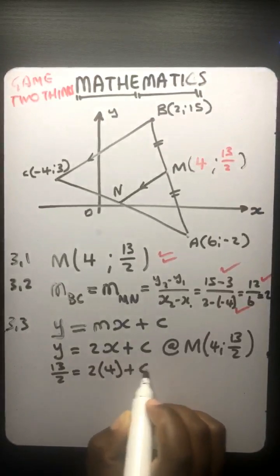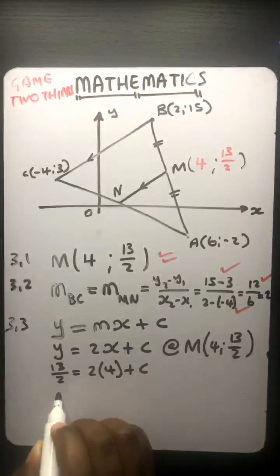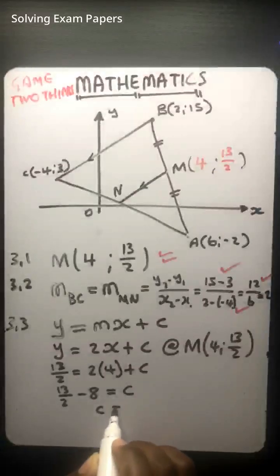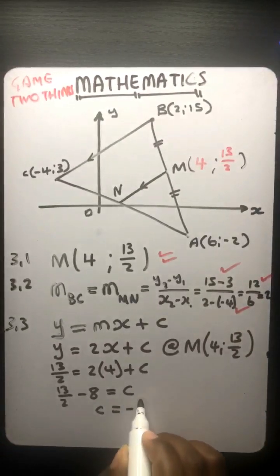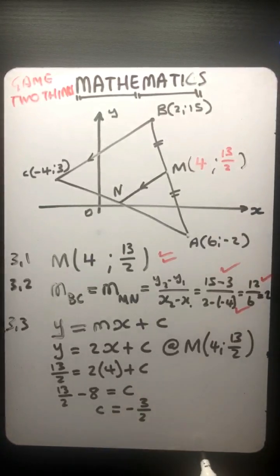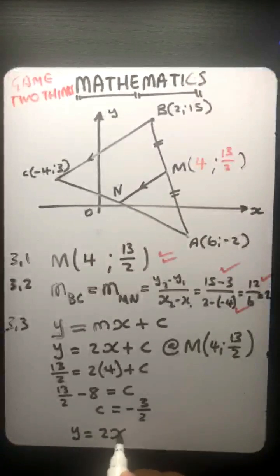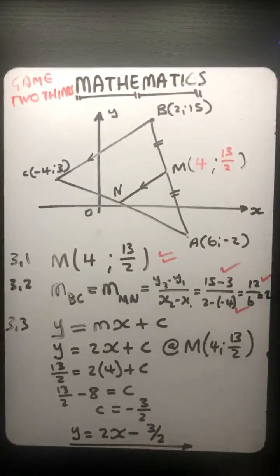And then plus c. Then we are going to have 8 there, and then we transpose it, we get -8. Then when we do all of them, we are going to get -3 over 2, which is our c. Then we'll say y is equal to 2x minus 3 over 2. Okay, this is now your final answer.